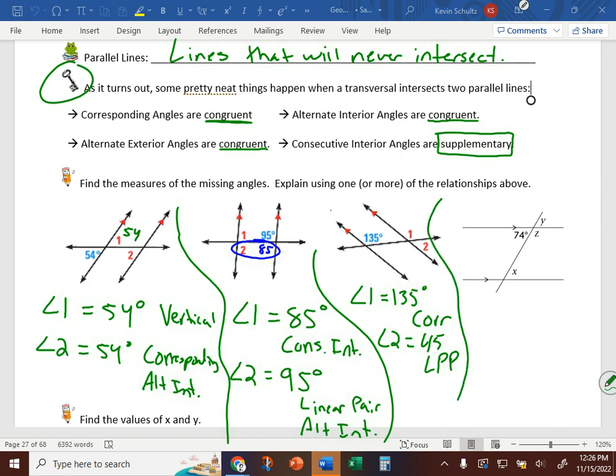X, Y, and Z. Who's got one? And tell me why. Lexi: Vertical. Arlene, give me one. Angle Z equals 106 because linear pair.